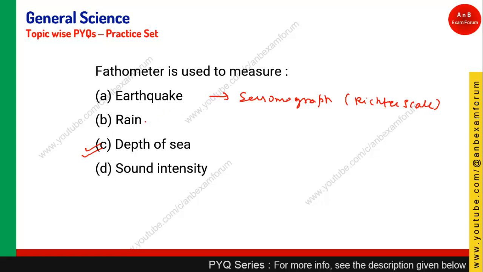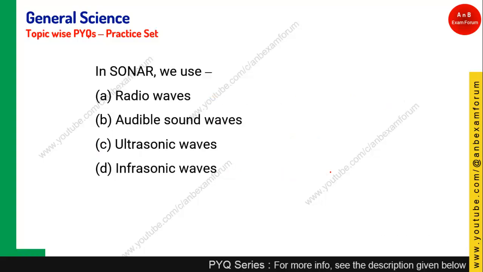If you talk about rain, in order to measure how much it has fallen, it is the rain gauge. A gauge is something which is used to measure. Depth of the sea is fathometer, whereas sound intensity is measured by the decibel meter. Decibel is a unit and meter is something which is going to measure it. So let's see the next question.